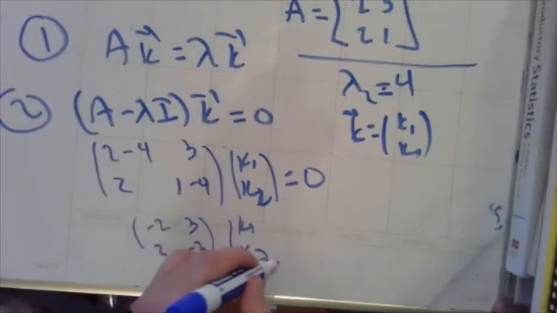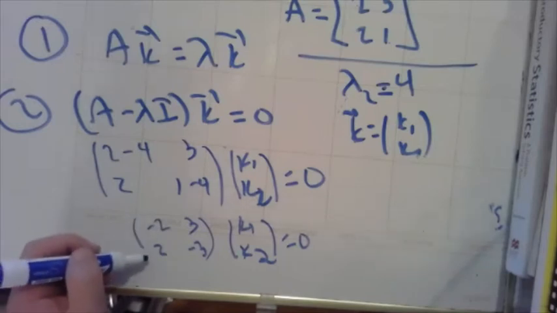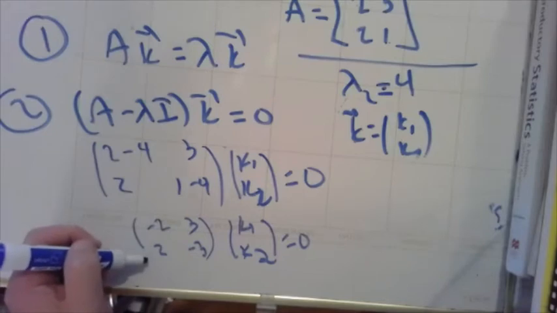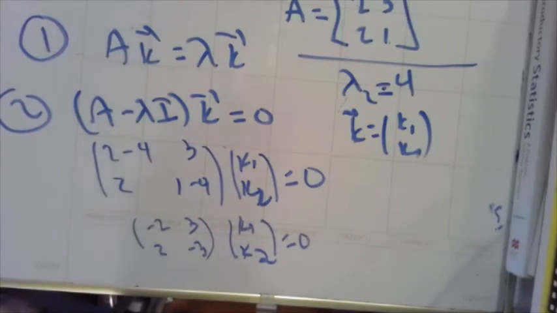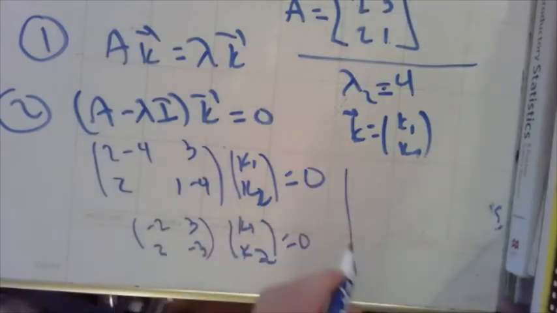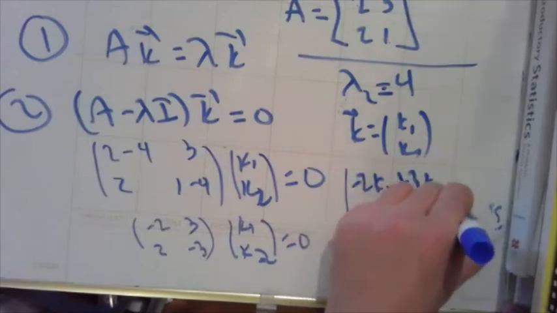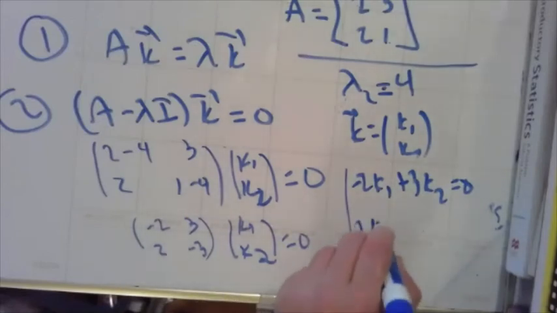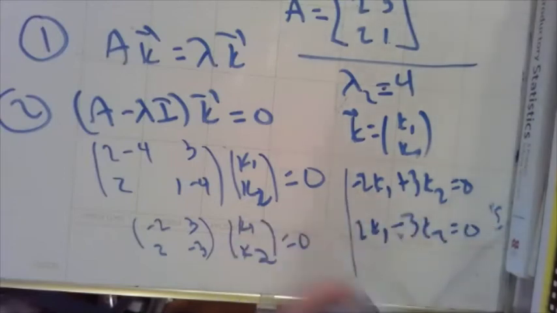(K1, K2) equals 0. And you can see clearly there that these two lines, if I multiply the first one by -1, I get the second one. These are not independent. So the two equations I write are really the same equation. So multiplying through, I'll get -2K1 plus 3K2 equals 0. And the second one gives me the same thing. It gives me 2K1 minus 3K2 equals 0. You can't solve that system uniquely.